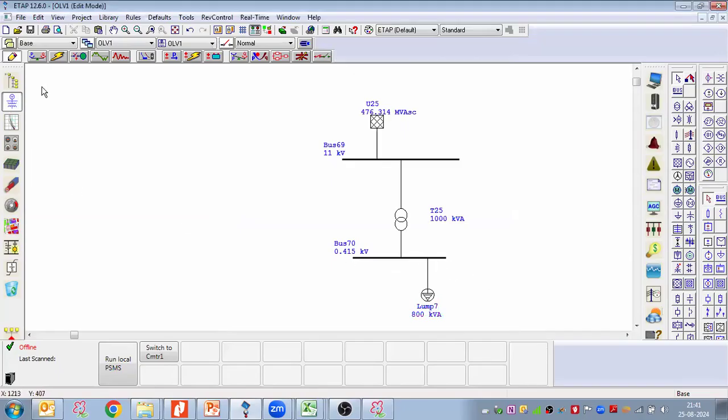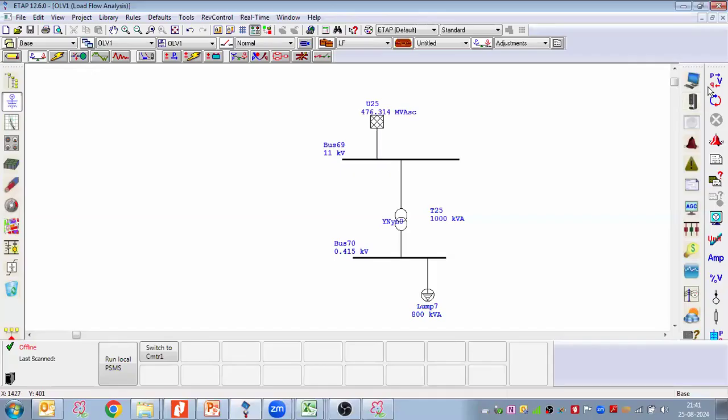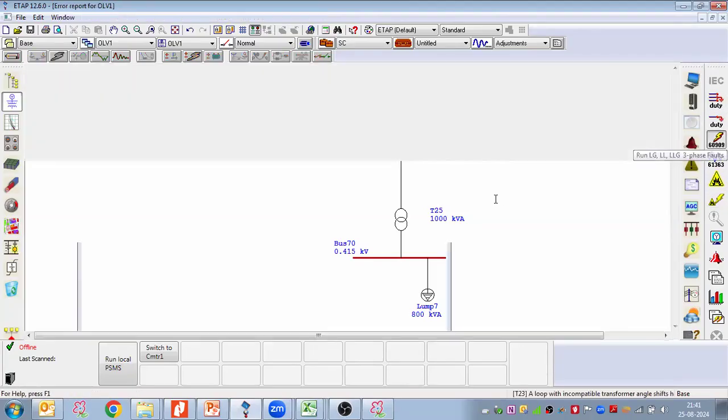Right. So now let us first do the load flow. Everything is fine. Now go to the short circuit. So now I'm doing the short circuit, and now running. I'll come back to this later on.